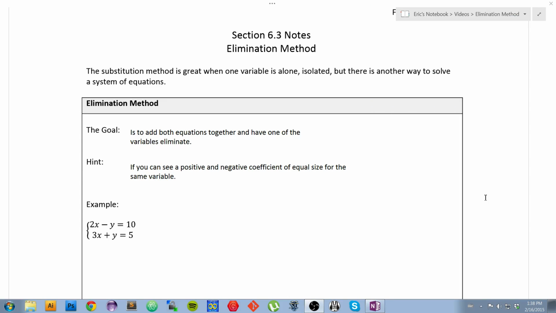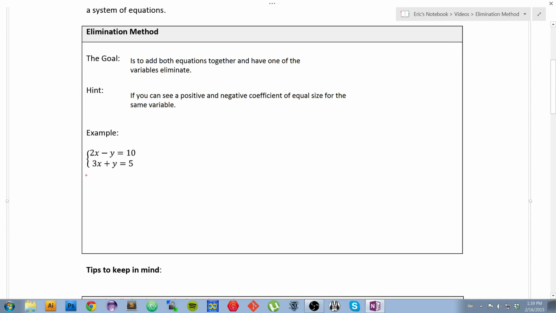So grabbing my pen tool, here we go. We can see that we have the example 2x minus y equals 10 and 3x plus y equals 5. Now, looking at those, I can tell that when I add them together, the y's eliminate because I have plus 1y and minus 1y, which would give you 0 y's. So by adding the 2x and the 3x together, I get 5x. 10 plus 5 is 15.